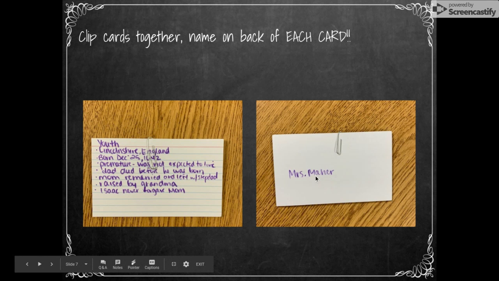I would recommend before you even start anything, just writing your name on the back of each note card. That way, if one does come out of the clip or if you drop it or whatever might happen, then we know which card or which person those cards belong to. So write your name on the back of every single card, not just on the back of the pack.